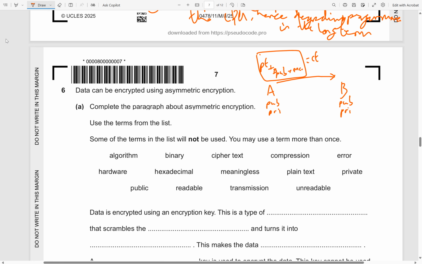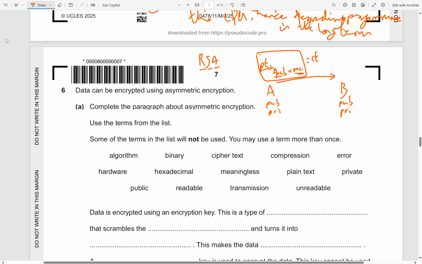Just to reiterate: A has the plaintext, the original message they're going to send. They then take the encryption algorithm, which is agreed on by both A and B. It could be, for example, RSA, a common asymmetric encryption algorithm. I think it stands for Rivest, Shamir and Adleman, the three surnames of the people who invented it. And then B's public key.